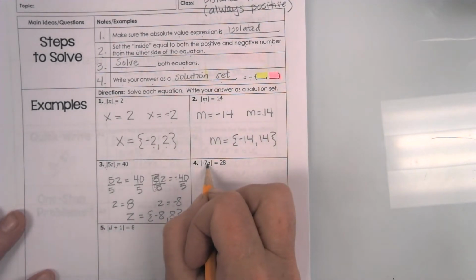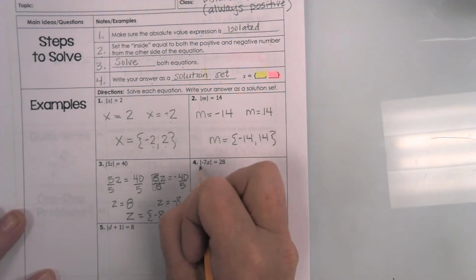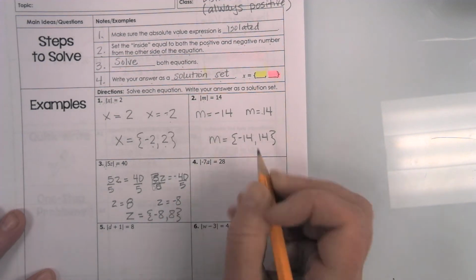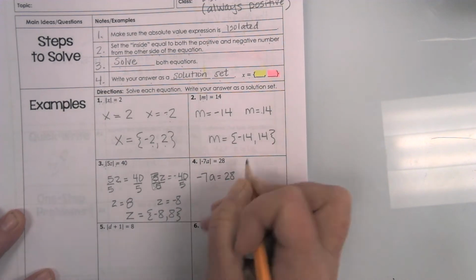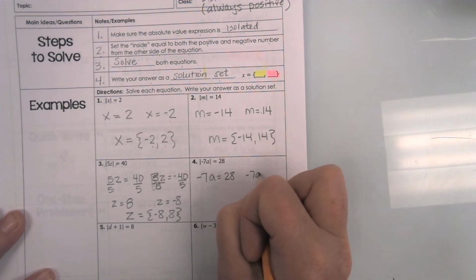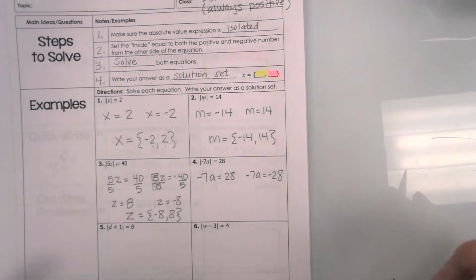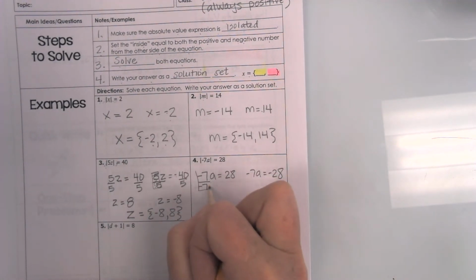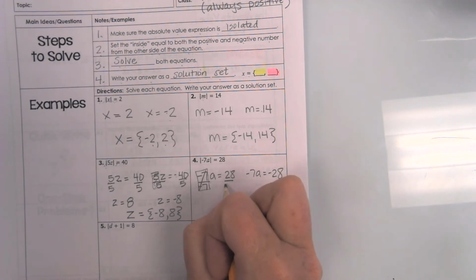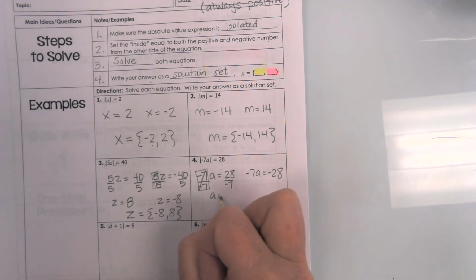Notice that I have a -7a in absolute value signs. There is nothing on the outside. So I'm going to set them equal to positive 28 and negative 28. I'm going to solve, so I will divide by negative 7. That becomes a 1. Divide by negative 7. A becomes negative 4.